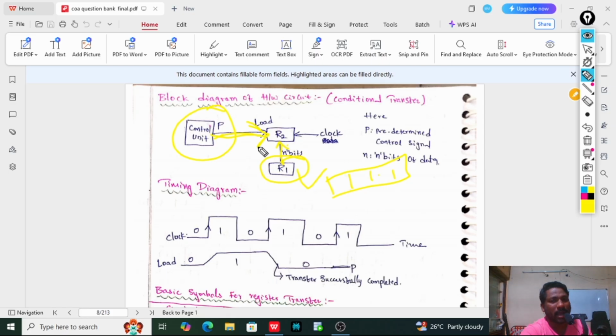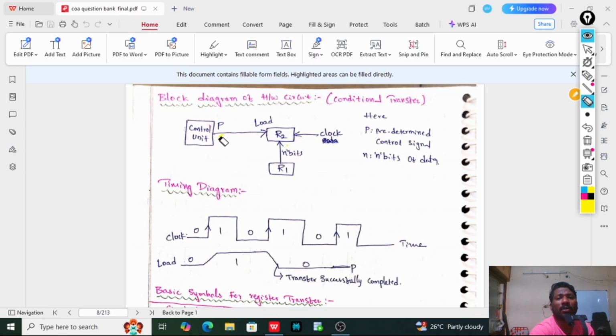This is a simple block diagram of that particular data transfer. Here I have shown the clock also. What is meant by a clock? Clock means the time. It shows the time when I have to do the particular operation of transferring R1 to R2 when P is true. This is how I show a block diagram of conditional transfer.